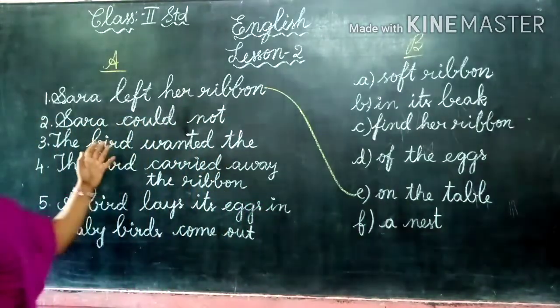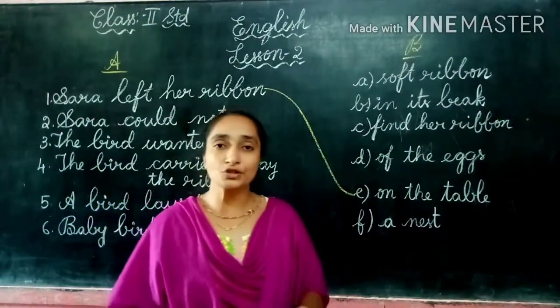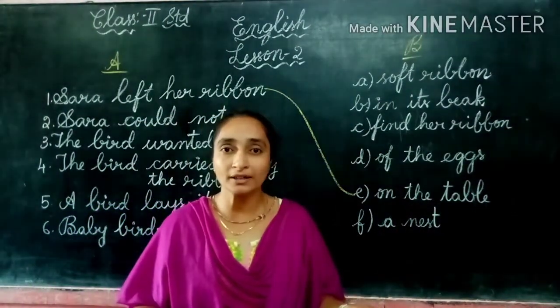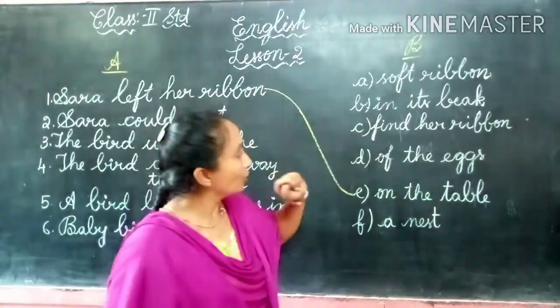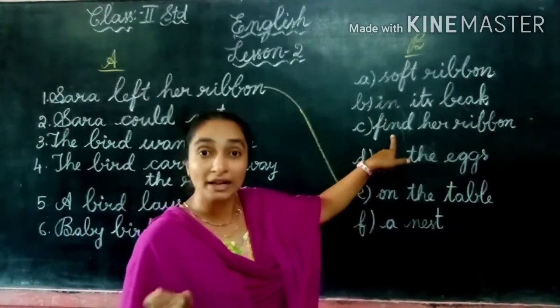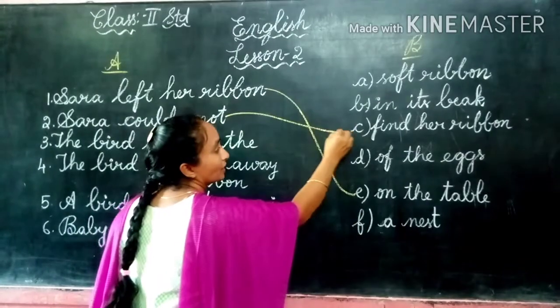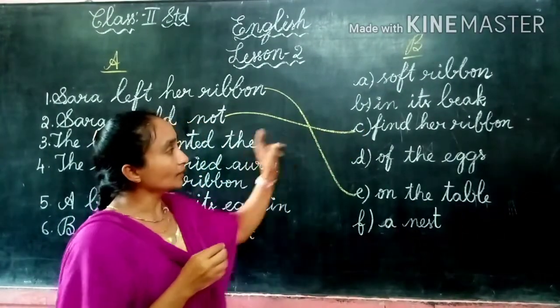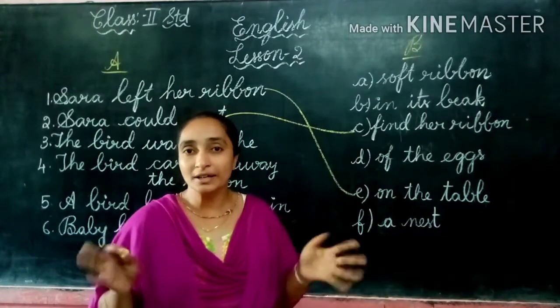Now, the second one is Sarah could not. So after 2 minutes, what could Sarah not do? Yes, she could not find her ribbon. So here we can find the answer: find. Sarah could not find her ribbon. This is the answer for the second one.